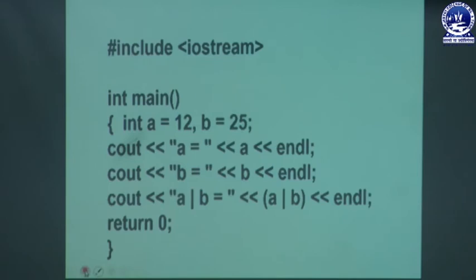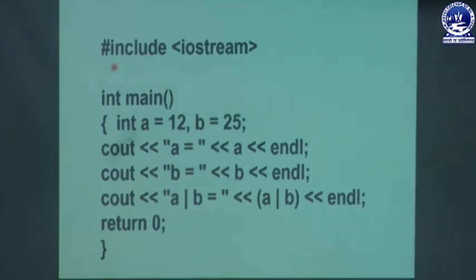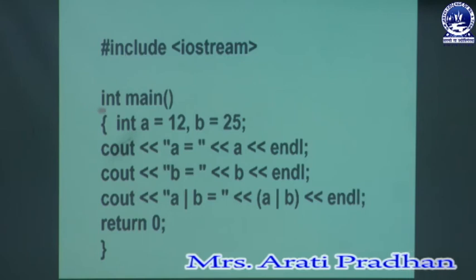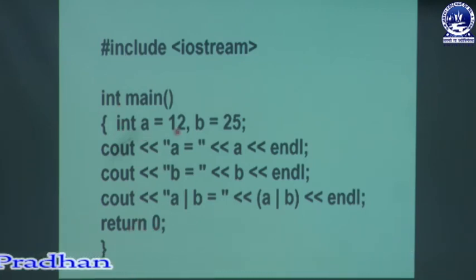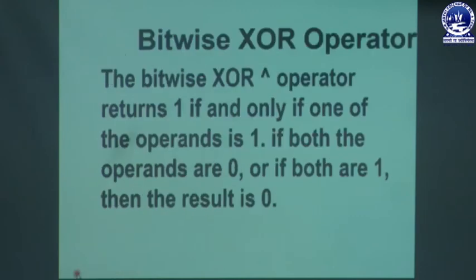Now, we will discuss the program on the bitwise OR operator. In the program, we have started here with #include <iostream>, then int main. Instead of int main, you may write void main also here. If you write void main here, then there will be no return 0. Then int a equal to 12, b equal to 25. And when we perform the OR operator here, we will get the output 29. When you execute this program, you will get the output 29.